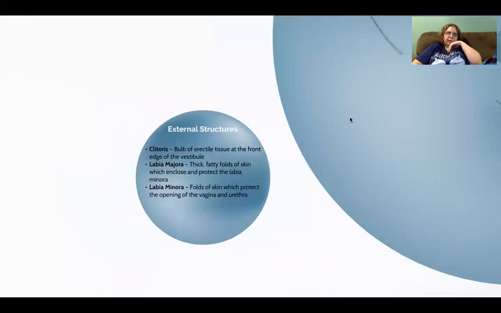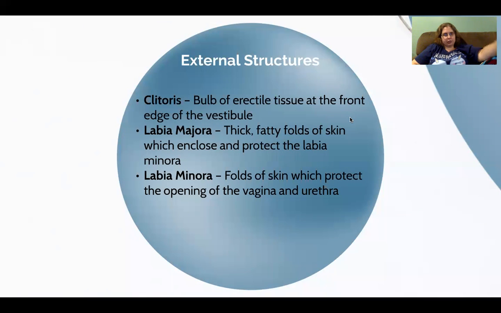Now I'll start talking about the external structures. So the first one is the clitoris. It's a bulb of erectile tissue at the front edge of the vestibule down in the external structures. Now there are some interesting things about the clitoris, and one of them is they believe that small little knob of tissue has as many nerve endings as the head of the male penis.